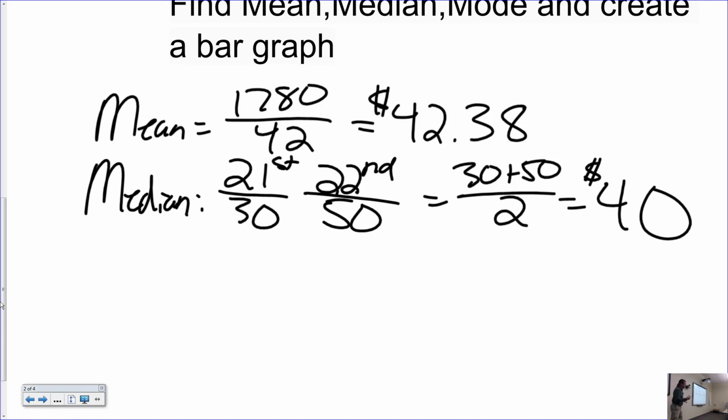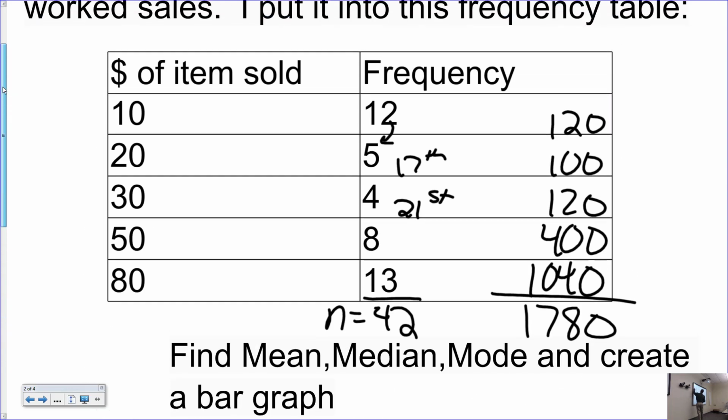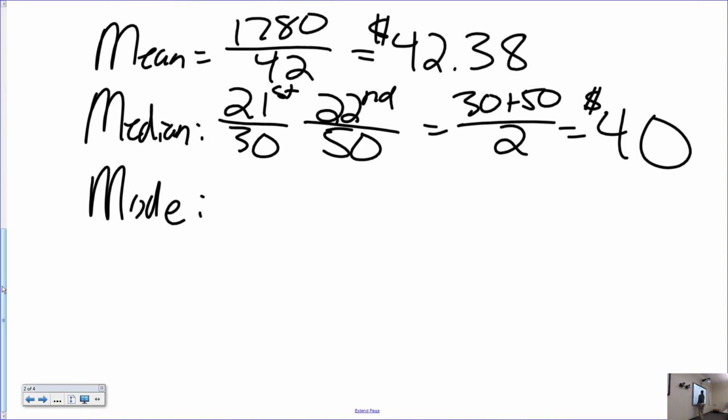And then last but not least, the almost freebie one when you have a frequency table. What's the mode? 80, right? Because there's 13 80s. That's the most frequently repeated number. $80. Mean, median, mode. I assume you don't need me to draw a bar graph, but the idea is that you could if you wanted.